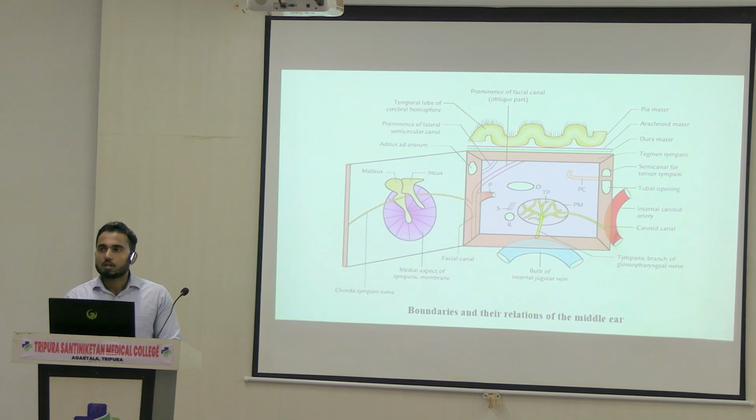Now, what is the most important feature of this wall? That is the course of which nerve? The chorda tympani nerve, as you can see in the diagram. Can anyone tell me how the chorda tympani nerve is passing? Two canaliculi are there: the anterior canaliculus and the posterior canaliculus.